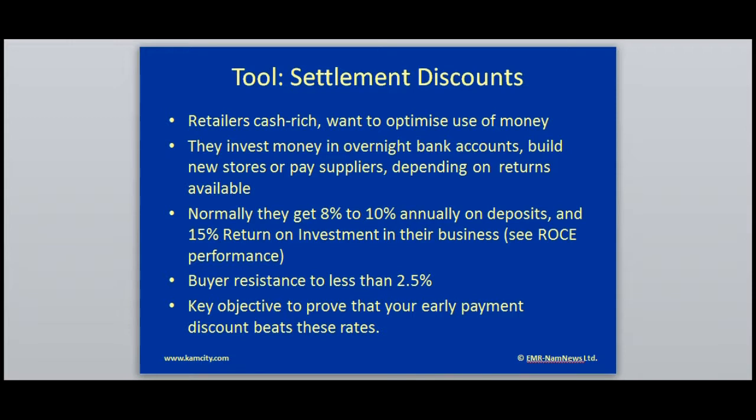There's also a resistance by buyers traditionally to accept anything less than a 2.5% discount off invoice for earlier payment. This is tradition. We've always, as suppliers, been paying them over the odds for settlement just through a lack of understanding of how money really works. The key idea in all of this is to be able to establish and prove that your early payment discount beats alternative uses of the money. And that's what this tool will focus on for you.